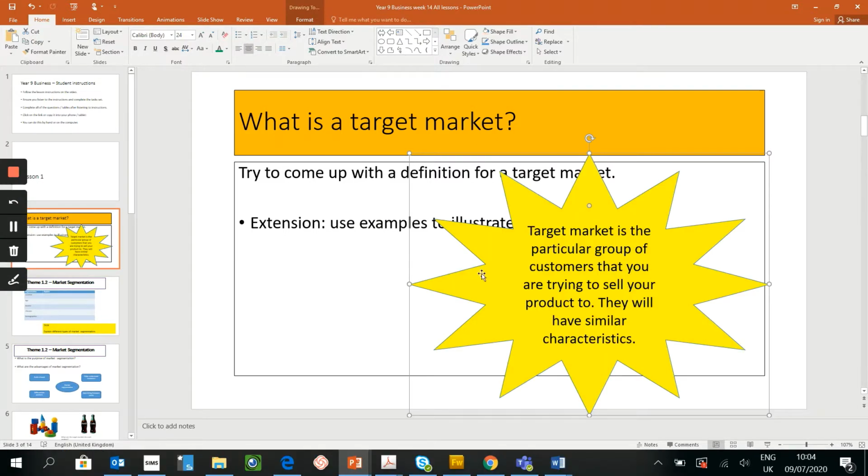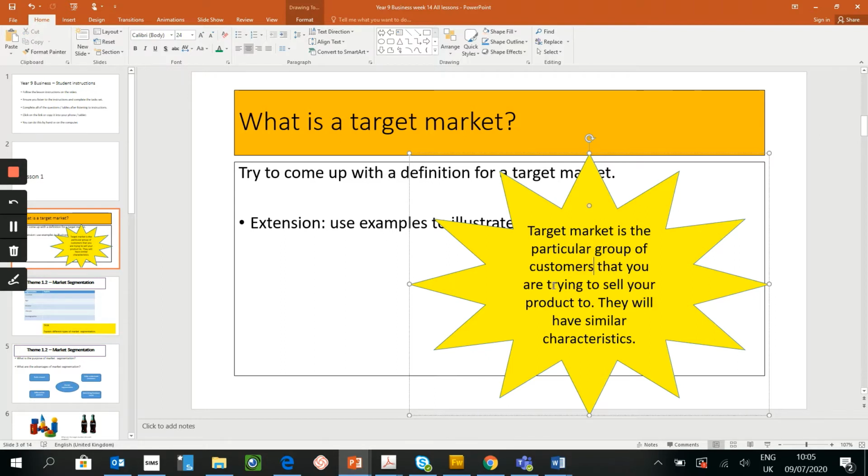Okay, so a target market then is a particular group of customers that you are trying to sell your product to. They have similar characteristics. An example of a characteristic might be income. So the target market, the group of people that you might be selling to, are people with high levels of income. So what products might you be selling there?